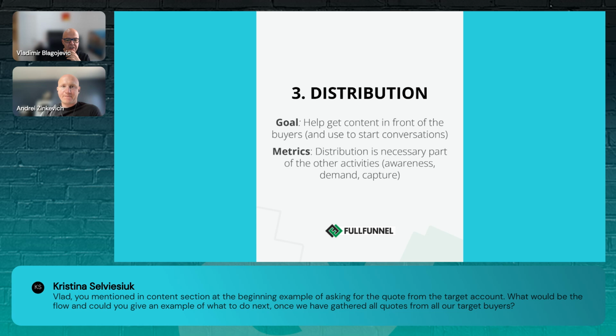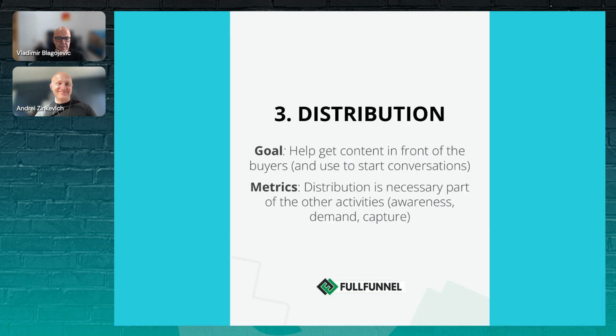Vlad, you mentioned in the content section at the beginning an example of asking for a quote from the target account. What will be the flow, and could you give an example of what to do next once we have gathered all quotes from all our target buyers? So the flow here would be, you're going to be much more likely to get a response from target accounts if you have some social proof.